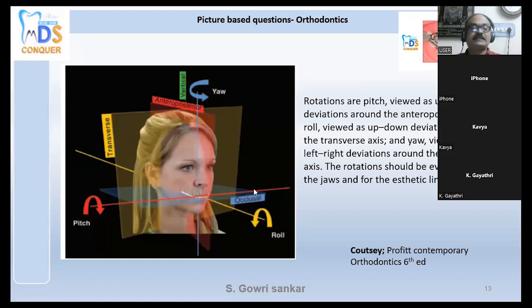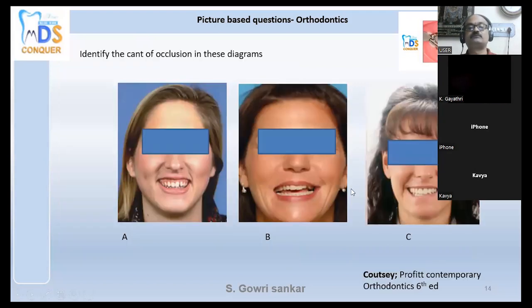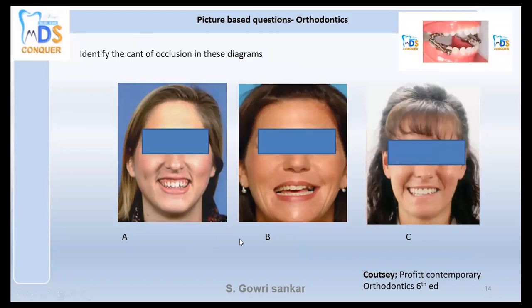So this is nothing but what we have discussed. Remember just what I told: right and left deviations, front and back deviations, and when opening, whether it is deflected to this side or that side. Now I will check. Can you identify the cant of occlusion in this diagram? What is A here?